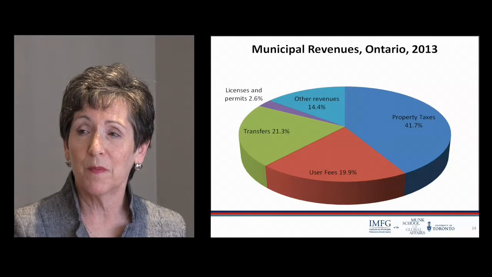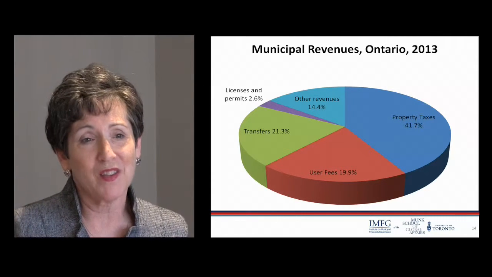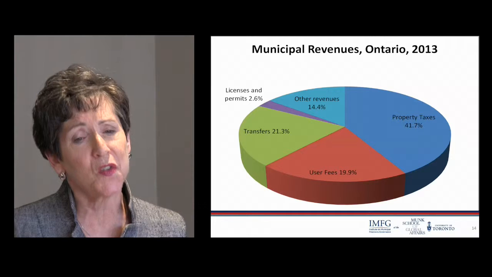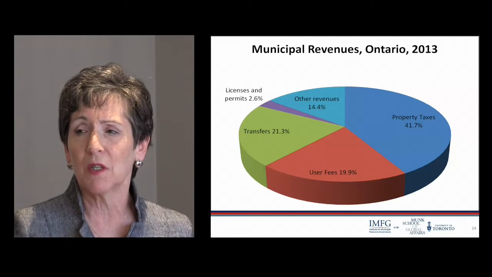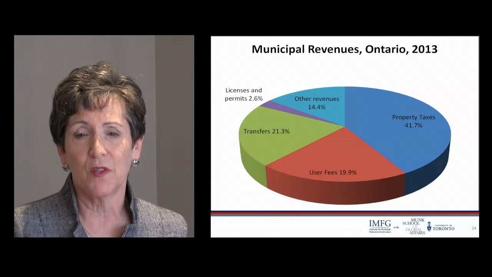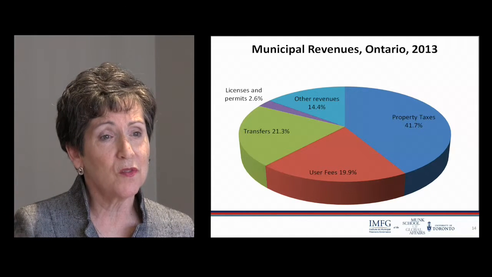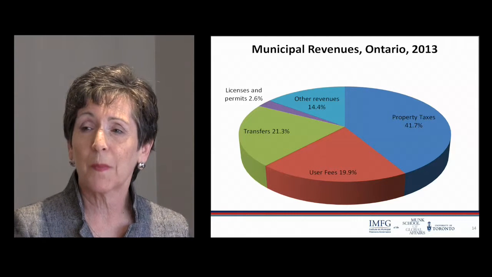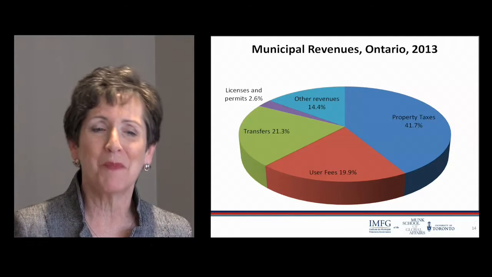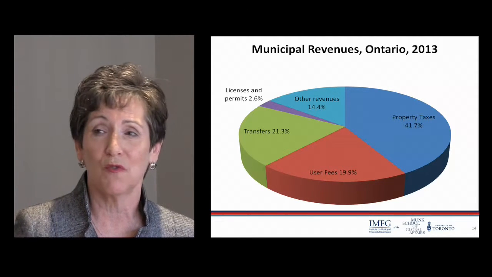So how do they pay for them? Well, the range is a bit smaller when we look at this chart. The biggest chunk is property tax. Property tax accounts for almost 42% of local government revenues. And I would say that this is true across Canada. That number is pretty similar across Canada. User fees account for almost 20% of local government revenues. That would include fees for transit, water, recreation centers, and those kinds of services. Transfers account for 21%. That would be a lot higher in Ontario than the rest of Canada because of the social service costs. So some of those social service costs are covered through provincial transfers.